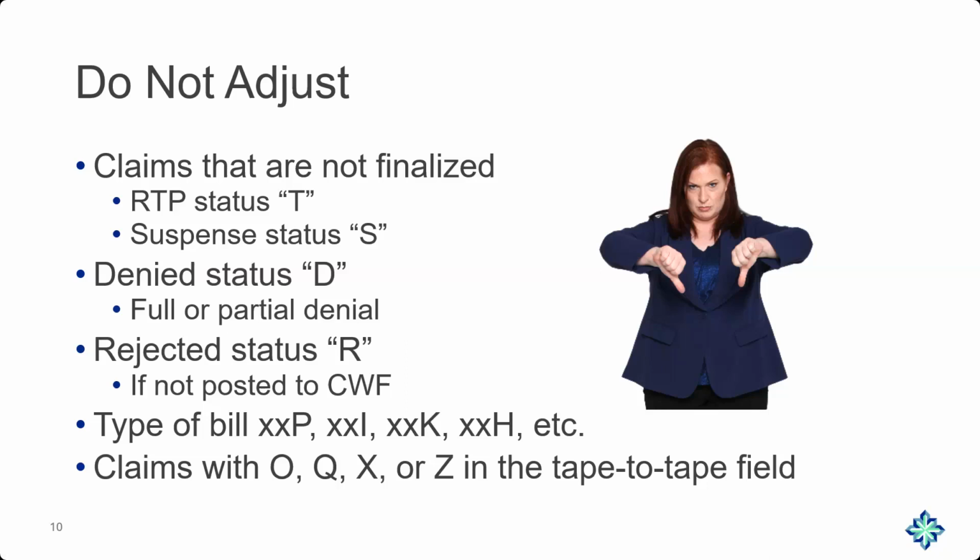Lastly, are the claims that have an O, a Q, an X, or a Z in the tape-to-tape field. The reason that you do not want to adjust these claims is because they have not posted to Common Working File. So what's going to happen is when an adjustment is set up, the system's not going to recognize the claim and you're going to end up getting an error.